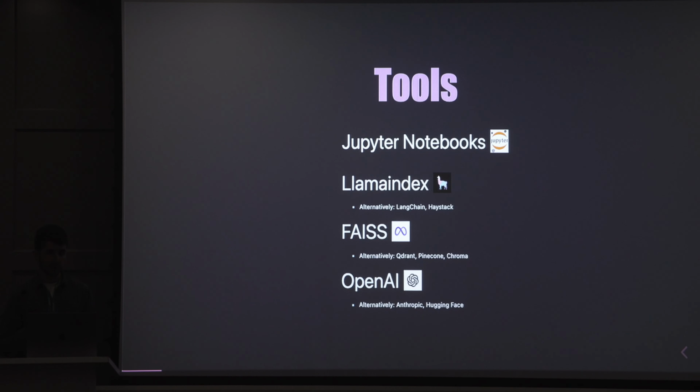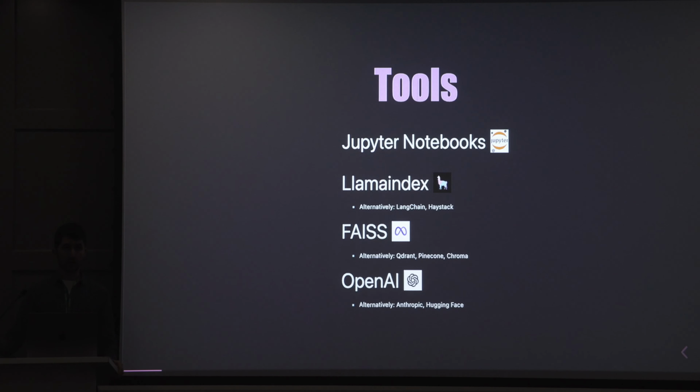For the vector database, and I'm going to explain later on what a vector database means, I've chosen FAISS, which stands for Facebook AI Similarity Search. It's an open source tool, just like Llama Index, for using a vector database. But some alternatives, which are good ones, are Qdrant, Pinecone, and Chroma.